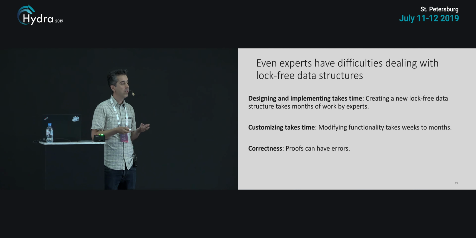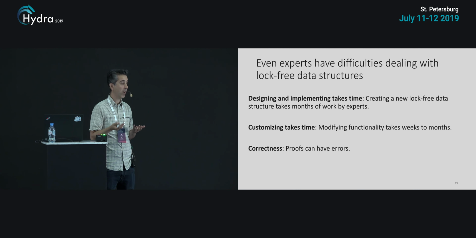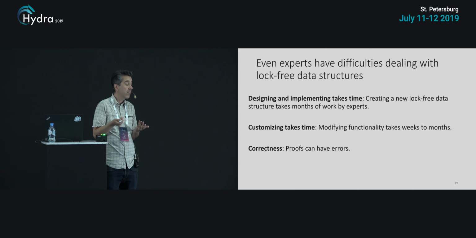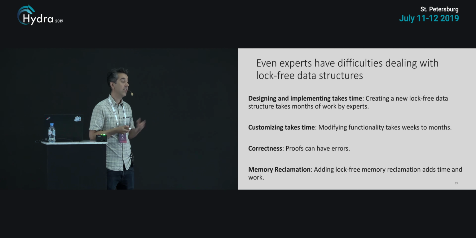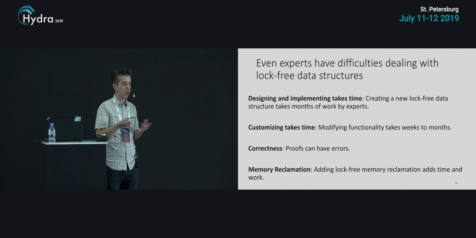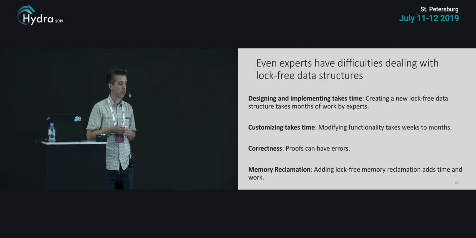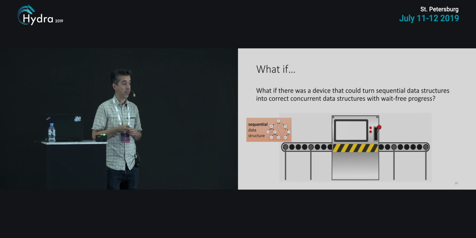And then you should try to get a correctness proof, and proofs can themselves have errors. We're humans, we make errors, that's normal. And then there's the whole memory reclamation thing, which almost nobody adds to their lock-free data structures. I think I've only seen one data structure with this, so that's how that goes.